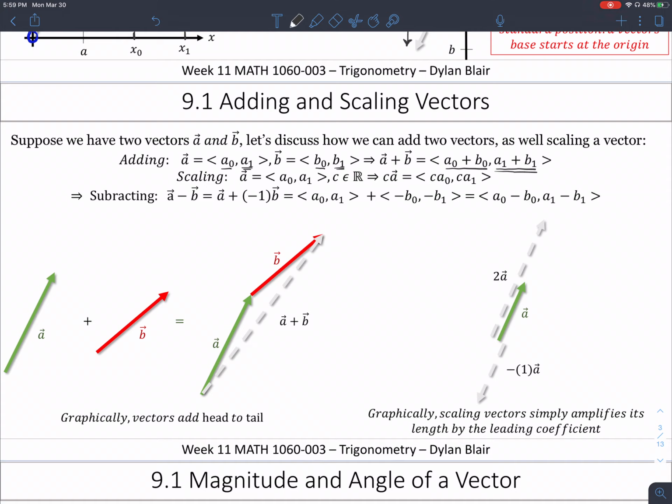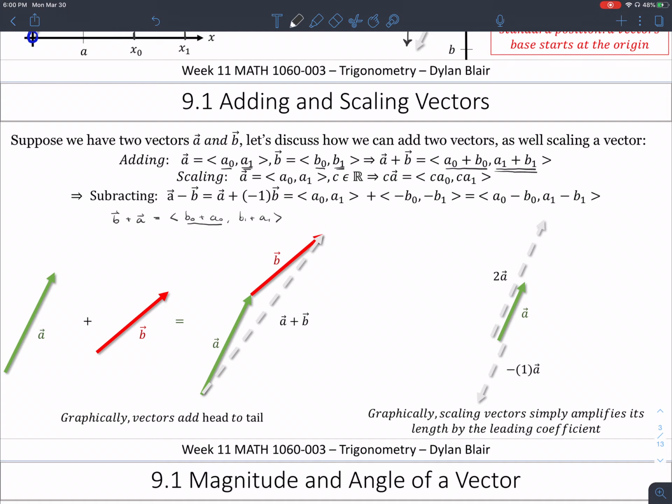Actually, first, let's think about what b vector plus a vector is. Well, when we add those component-wise, we're going to have b naught plus a naught, comma, b1 plus a1. Well, b naught plus a naught is the exact same thing as a naught plus b naught because these are just scalar values. They're just real numbers.